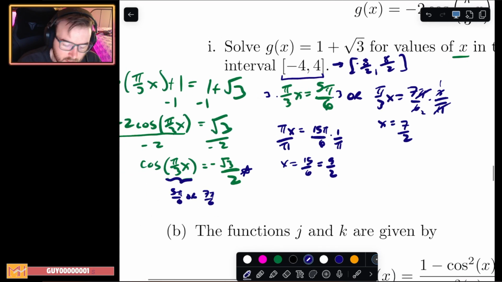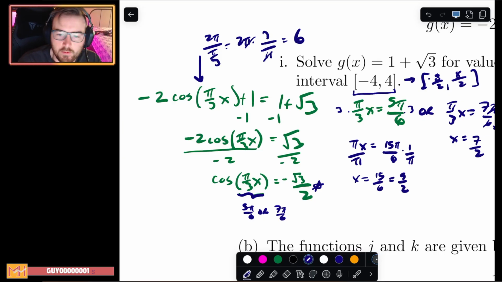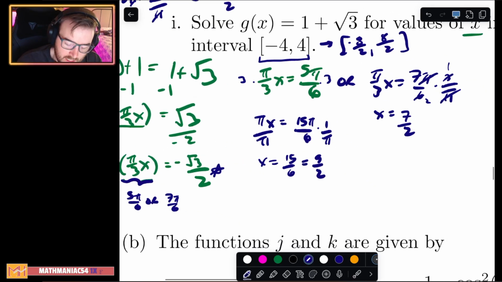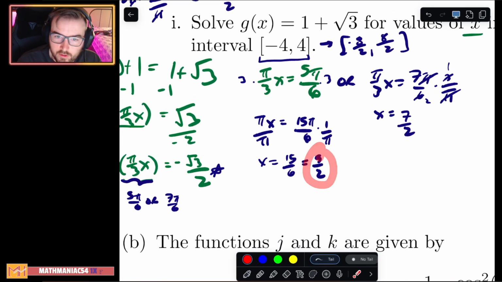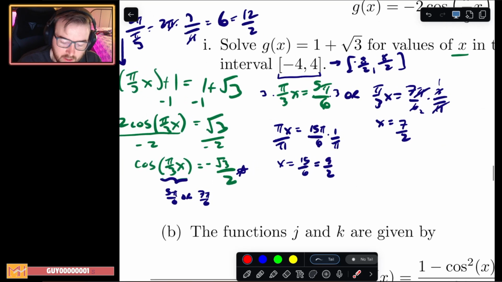Yes, there are. What is the period of this function? Let's go back to the equation. What's the period? 2 pi divided by b, which would be 2 pi times 3 over pi. The pi's cancel, and I'm left with 6, or 12 over 2. So if I add the period to 5/2, I will find the next time this answer repeats. That's a core idea of periodic functions.